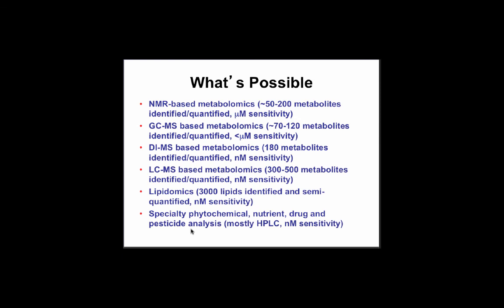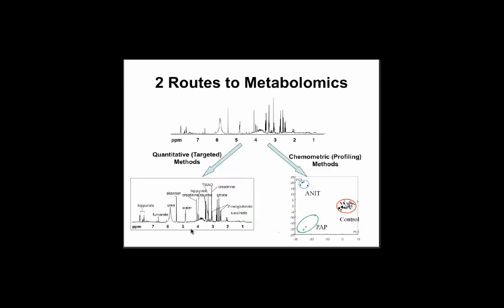So in terms of modern state-of-the-art instrumentation and techniques, this is sort of what's possible. NMR, anywhere from 50 to 200 compounds, GCMS, 70 to 120, direct injection mass spec, maybe 190, LCMS, 300 to 500, lipidomics, 3,000, and then there's all kinds of specialty systems.